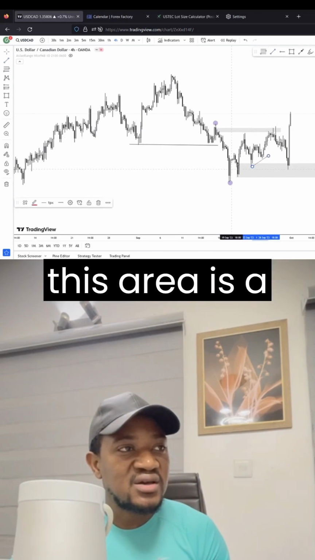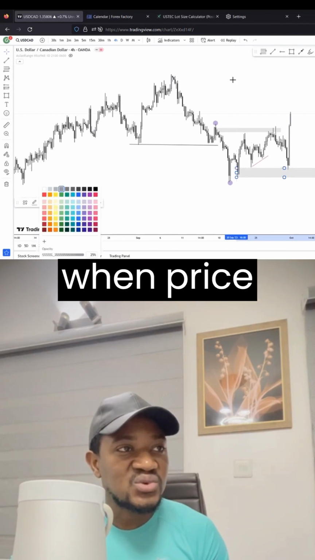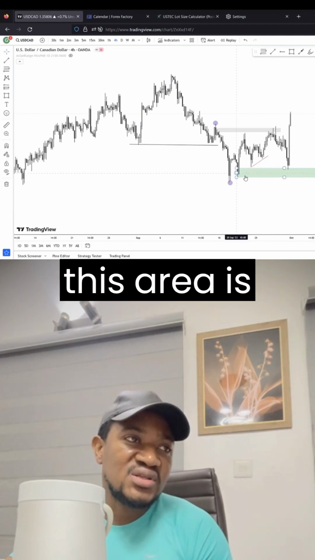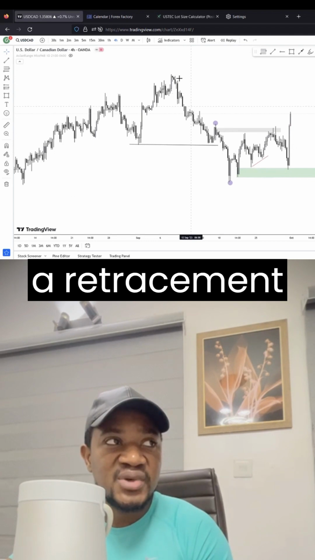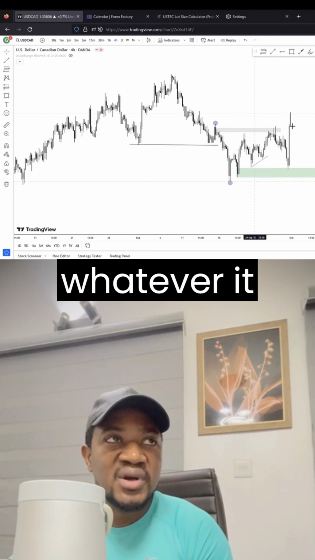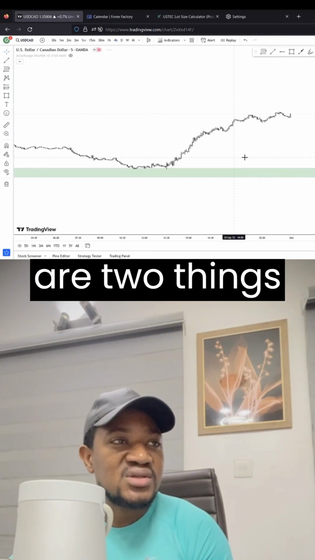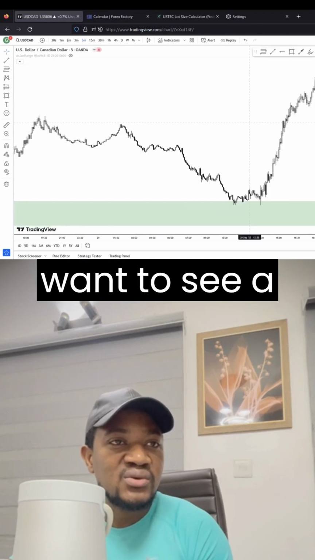And then this area is a point of interest that I want to see what happens when price comes into that level. So I don't know if this area is going to be the fuel of price to go higher to make a retracement of the daily, but I just react to whatever price does in that level. And the moment price came into that level, there are two things I want to see. First, I want to see a run on liquidity, and then I want to see a change of character.